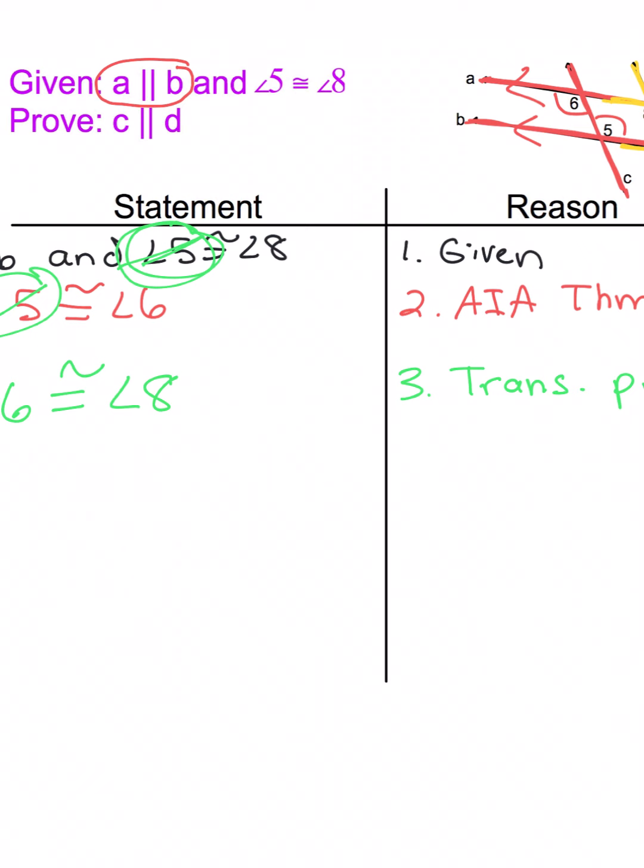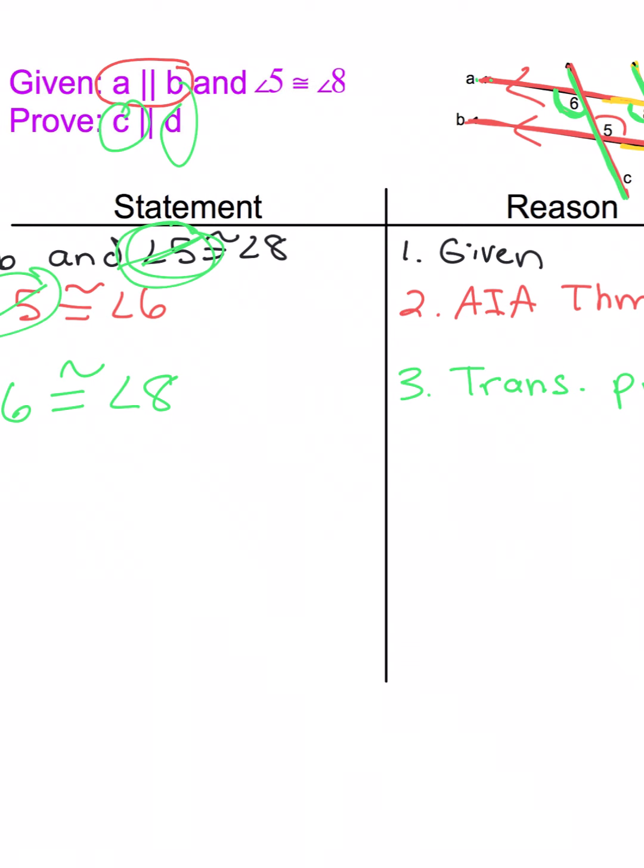Okay, now one thing that's really going to help us once we've identified a new pair of angles that are congruent, we want to mark them off in our picture. So we just said 6 and 8 are congruent. So here's 6, here's 8. Okay, and 6 is formed using line C. 8 is formed using line D. And those are the two lines we're trying to prove are parallel.